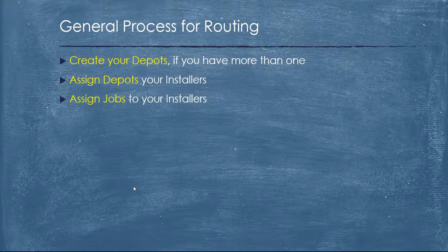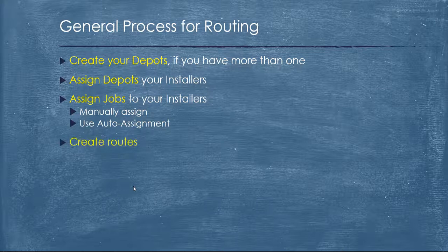Now, in your day-to-day work, you're going to assign jobs to your installers. You're going to do that either through manual assignment or using the SignTraker auto assignment feature. After your jobs are assigned, go ahead and create routes. You can do this by going to the dashboard and clicking the routes button.